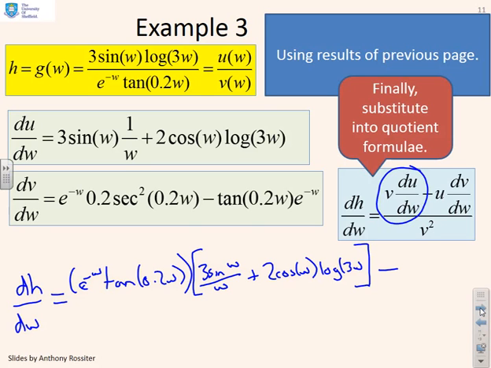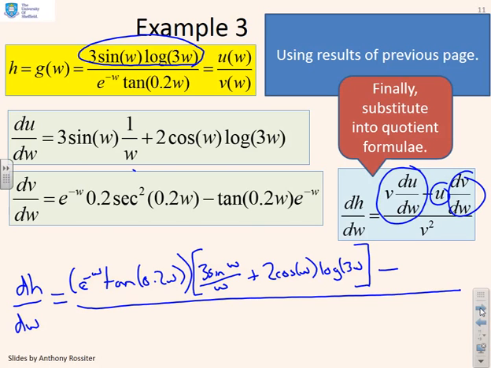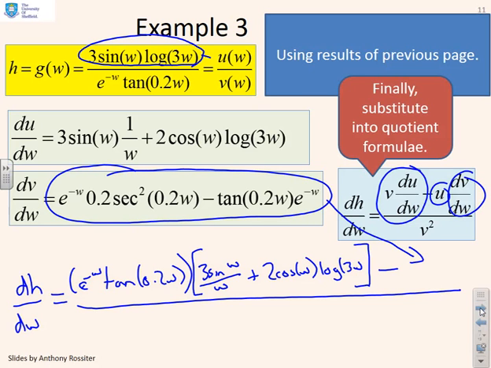And then we're going to get minus, and we haven't got space for this obviously, we're going to get u dv/dw. So I'm going to take u from here and dv/dw from here. I'll just draw some arrows and plug them in here because I haven't got quite space to write it. But you can see the principle. I just take the numbers and plug them in. And then divided by v squared, so I'll get e^(-w) tan 0.2w all squared.